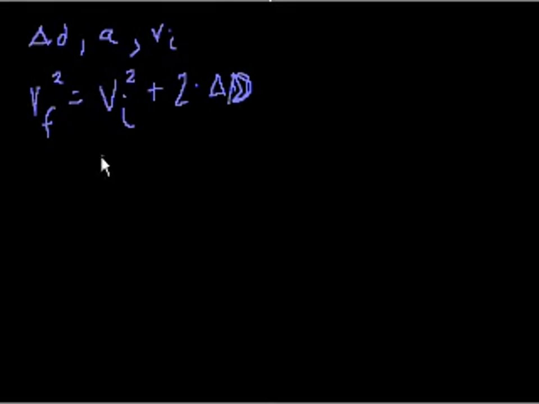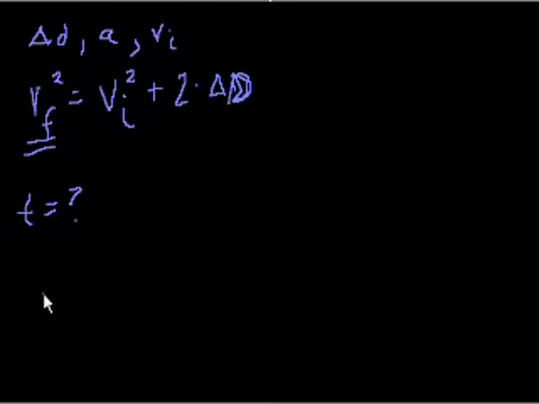But this is for the situation when we didn't know what Vf is. But let's say we want to solve for time instead. Well, actually, once we solve for the final velocity, we can solve for time, and I'll show you how to do that. But let's say we didn't want to go through this step. How can we solve for time directly, given the change in distance, the acceleration, and the initial velocity? Well, let's go back once again to the most basic distance formula.